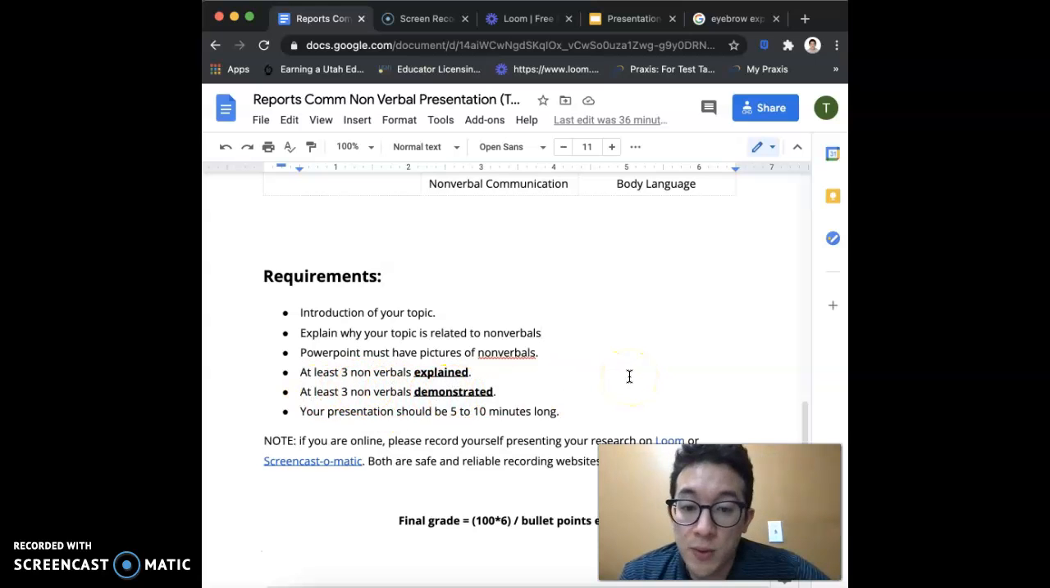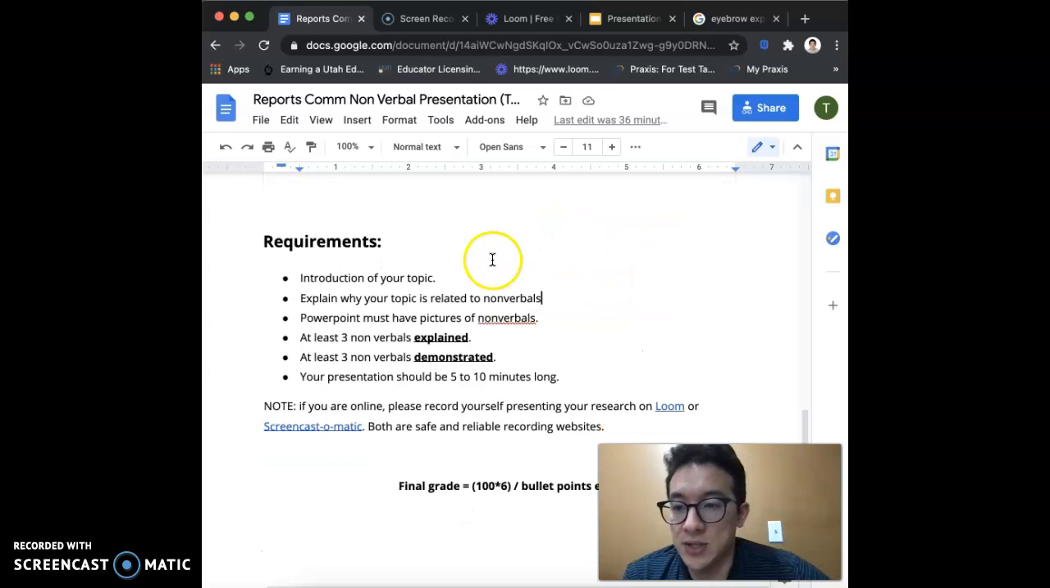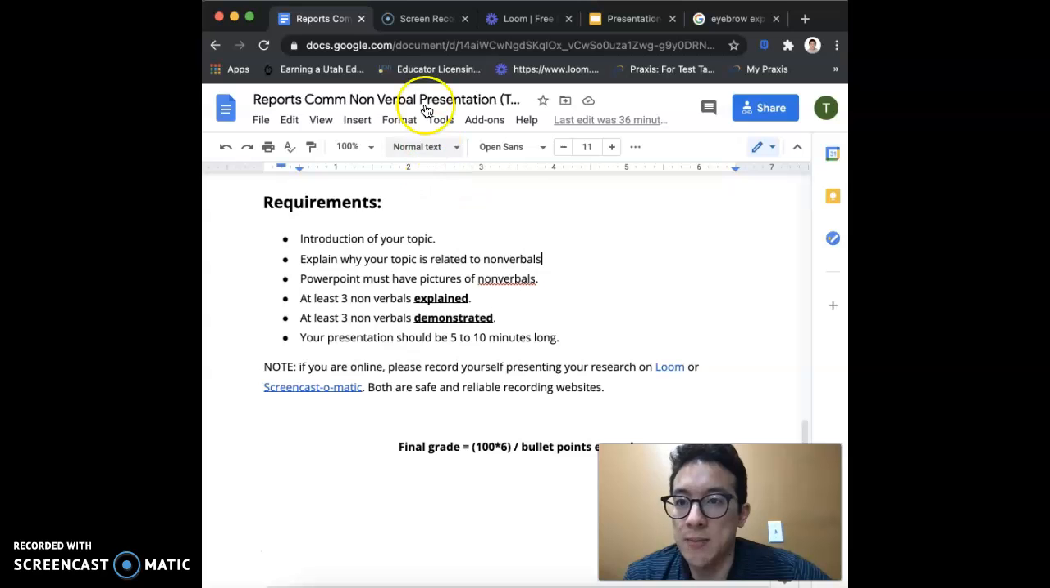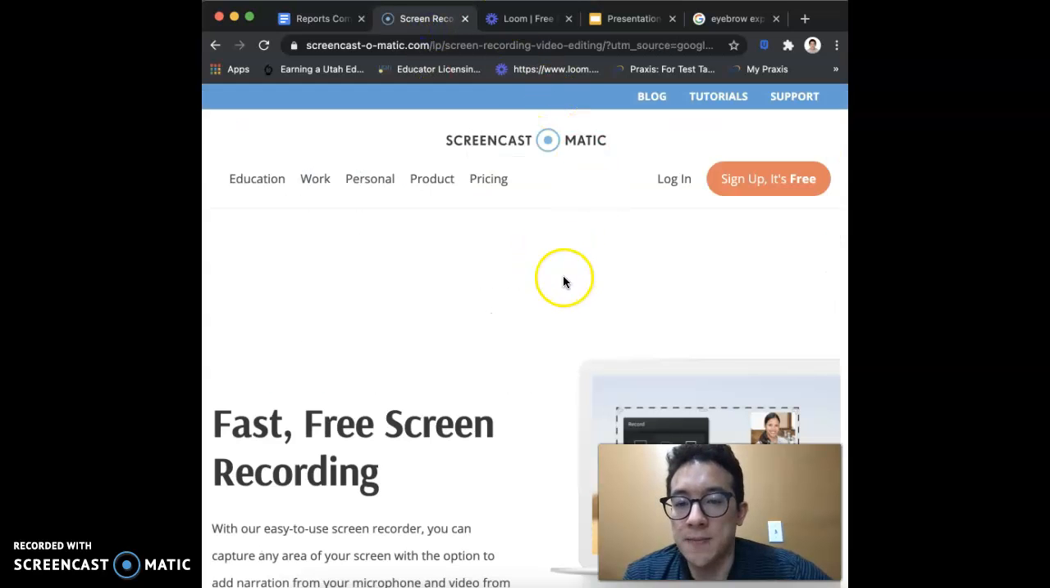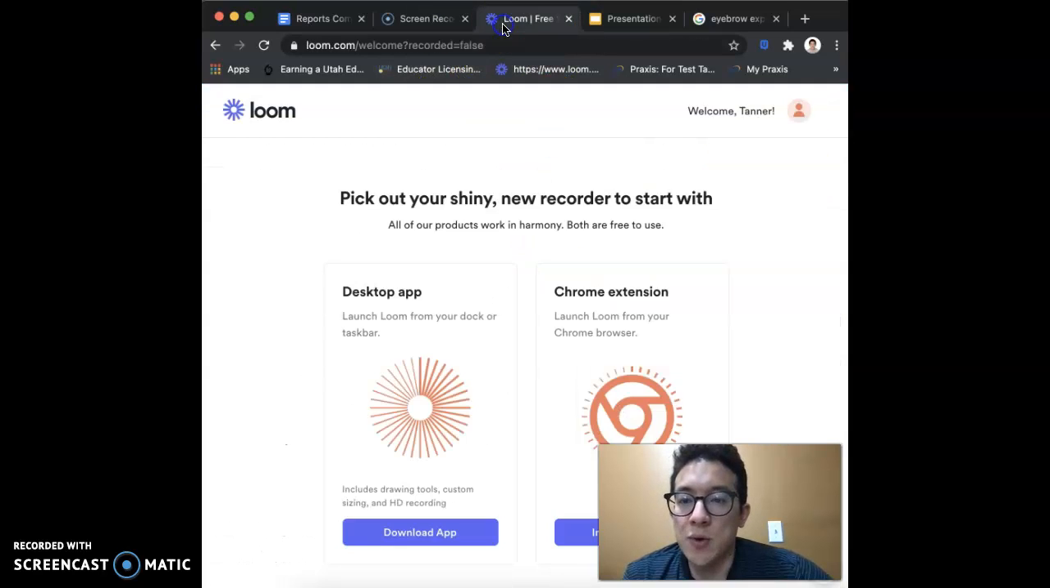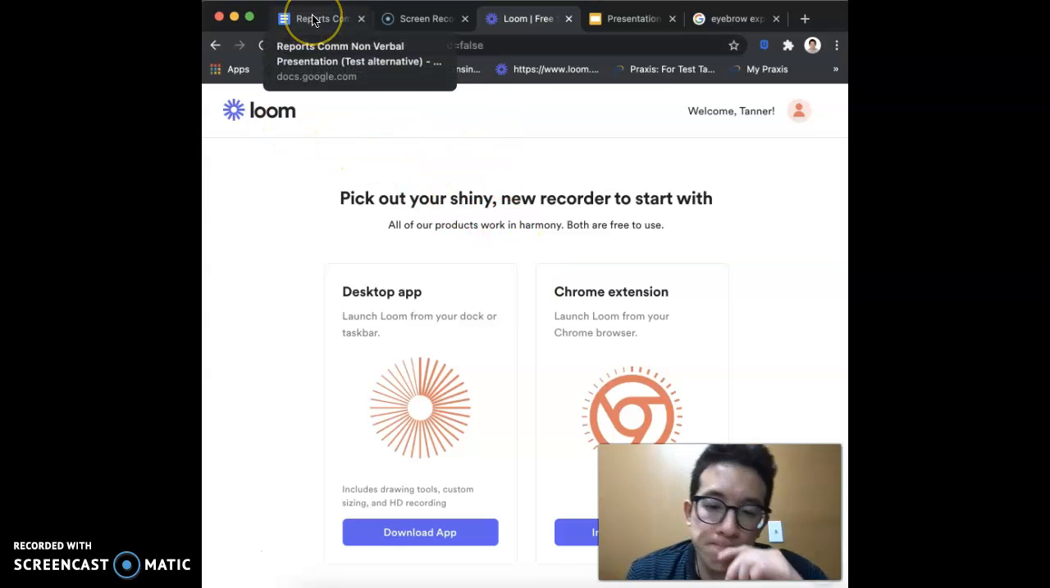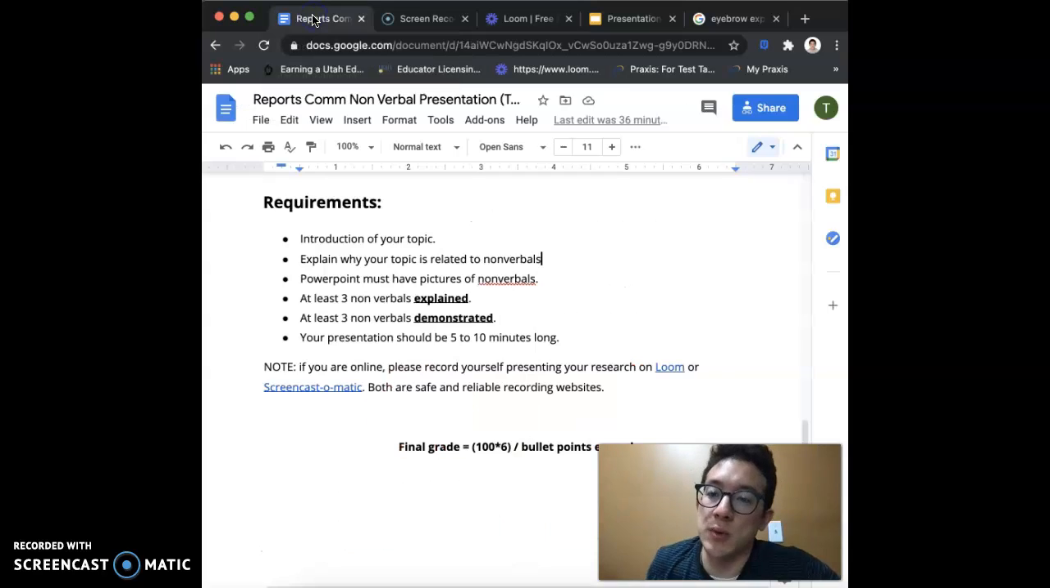So you can only do that with a webcam and a screen recorder, and I suggest using Screencast-O-Matic because it's free and you can use it. I don't know if Loom also does it. I don't know if they do webcam recording as well as screen recording.